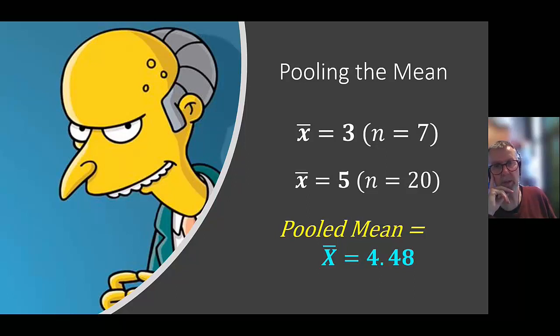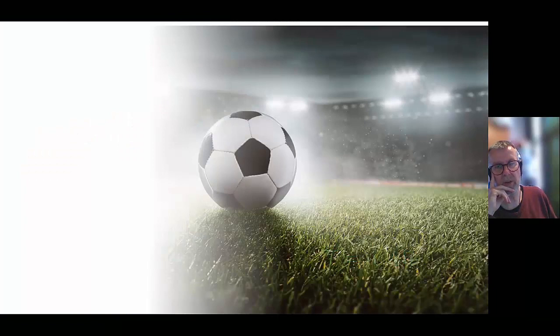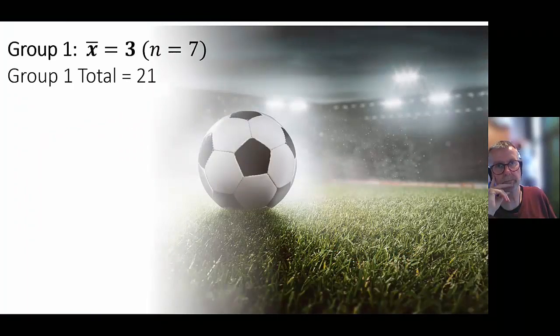And this is because the mean of 5 came from a much larger data sample. It had 20 items in it, remember, compared to the mean of 3, which came from a data set of only 7 values. So we need to give a greater weighting, a greater level of importance, if you like, to the mean value of 5 because of this larger relative sample size. So here's how I work this out. It's fairly straightforward if you think about it, I hope.